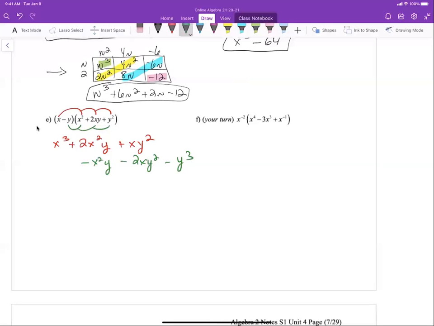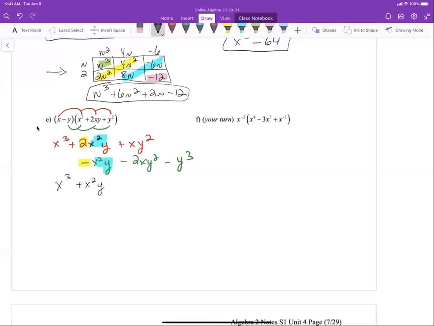Now I need to combine like terms, and I only have one x cubed term. 2x squared y minus x squared y gives me a positive x squared y. Let's talk about that for a minute. This has a coefficient of 2 and a coefficient of negative 1, and these are the same terms, so we can combine them. Don't be confused if there are multiple variables. As long as the exponents are identical, then you can combine them.